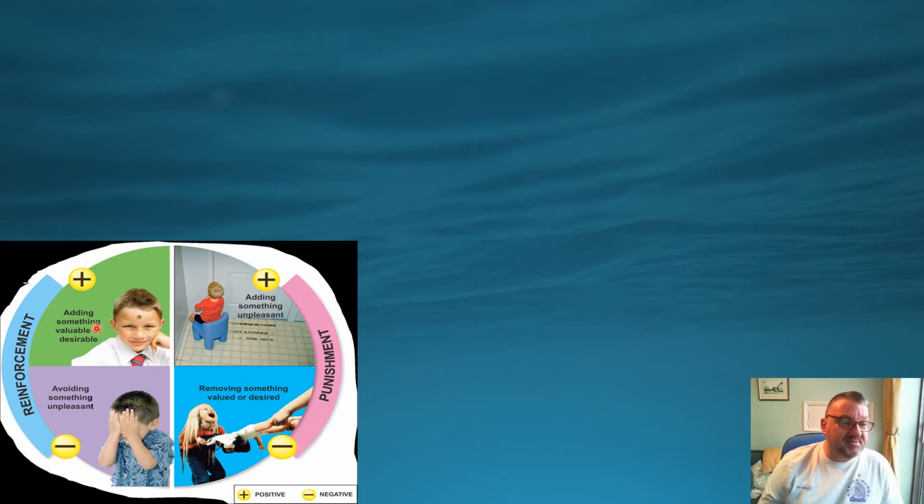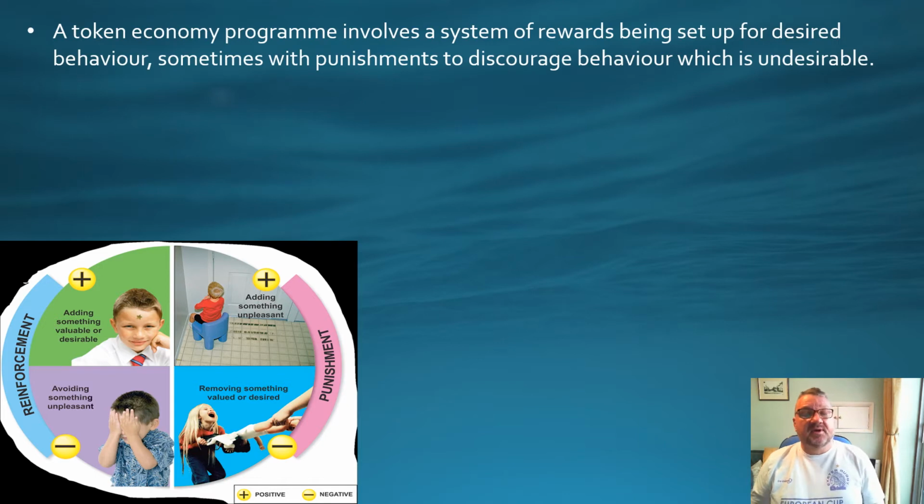Positive reinforcement or positive punishment, negative reinforcement, negative punishment. And you can see the definitions there, really quite straightforward. But how does this apply to the prison system? Well, basically, your token economy is a system of rewards that are set up for the desired behaviour, and sometimes with punishments to discourage behaviour that you don't want.